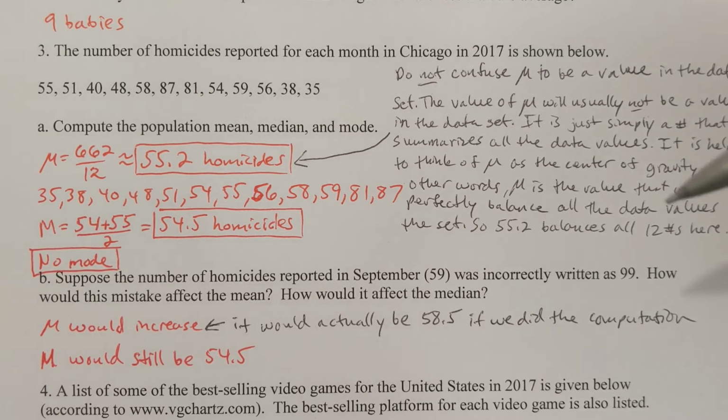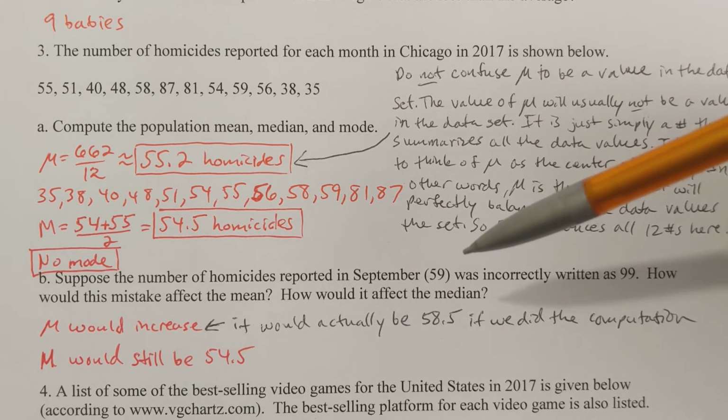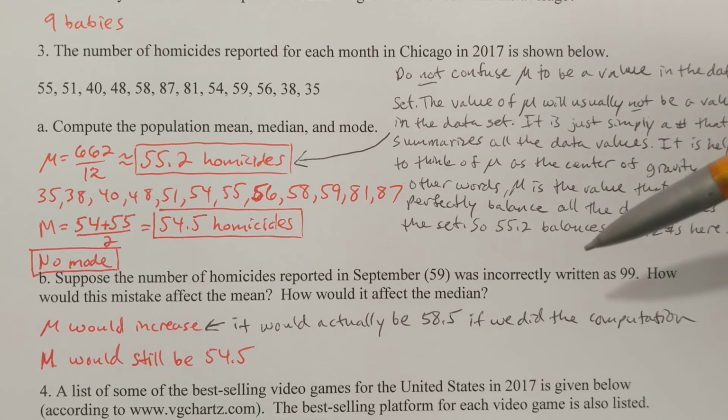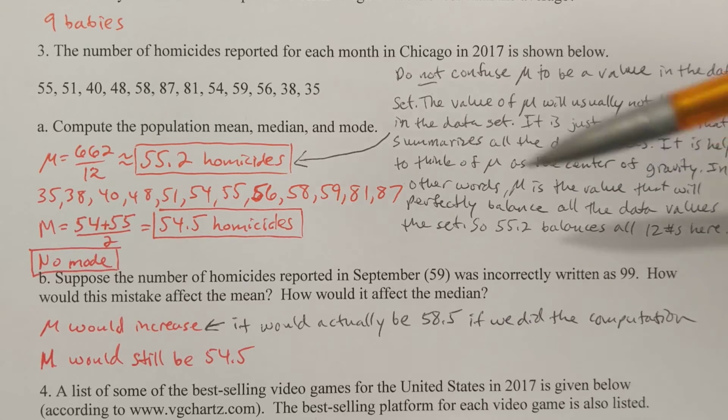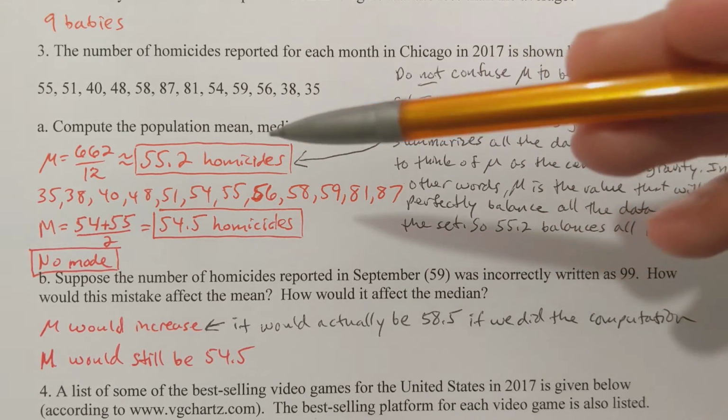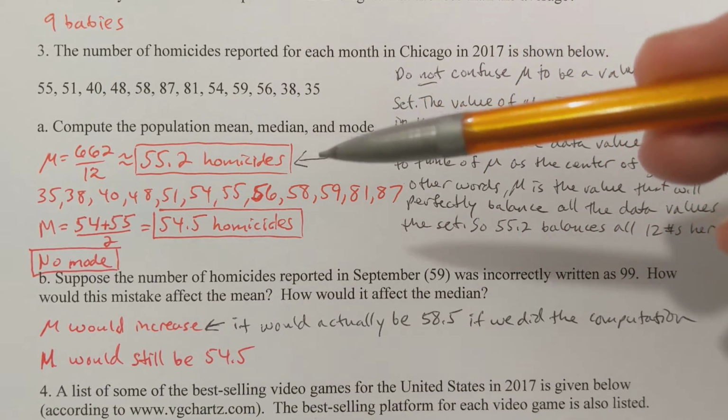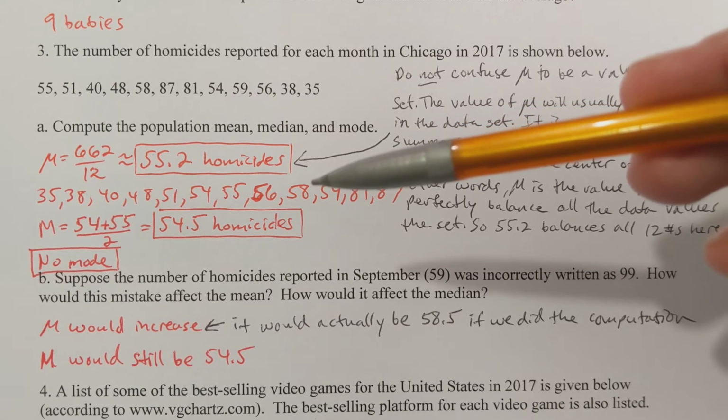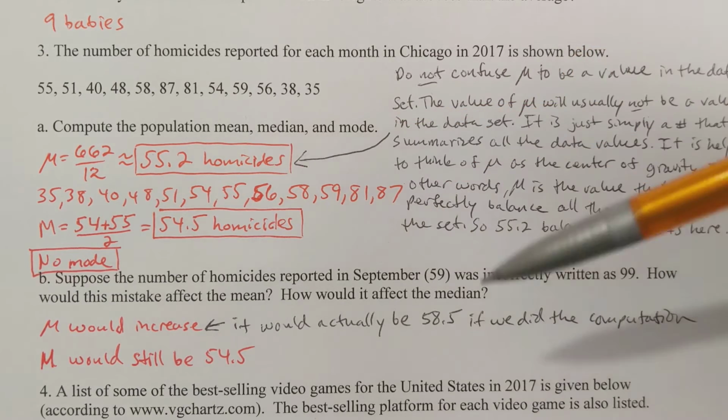Why would that happen? Well, if instead of typing in 59, you're typing in 99, that's 40 more, and then you divide by 12. So you should probably guess that the mean is going to be more than 55.2.